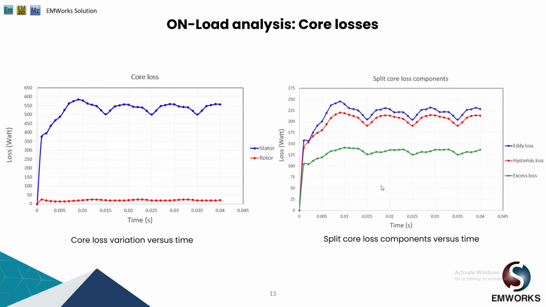We can also split the core loss components into eddy current losses, hysteresis losses, as well as excess losses. So the total loss which we obtained for the stator core, as shown on the left hand side, is close to 550 watts, and it is split: its eddy current loss is close to 225 watts, then we have the hysteresis loss which is close to 200 watts, and the remaining excess loss is 125 watts. Therefore, the sum of all these core loss components leads to the total core loss of the machine.